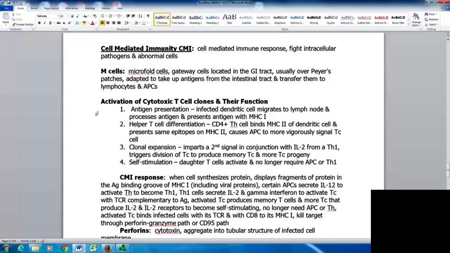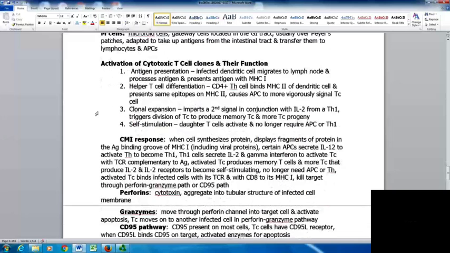So the activation of the cytotoxic T cell clones and their function, first you're going to have antigen presentation. Your infected dendritic cells are going to migrate to the lymph nodes and process the antigen and then present it with the MHC1. Next is helper T cell differentiation. Your CD4 positive T helper cells are going to bind to the MHC2 of the dendritic cell, and it presents the same epitopes on the MHC2. It causes the antigen presenting cell to more vigorously signal the cytotoxic T cell.